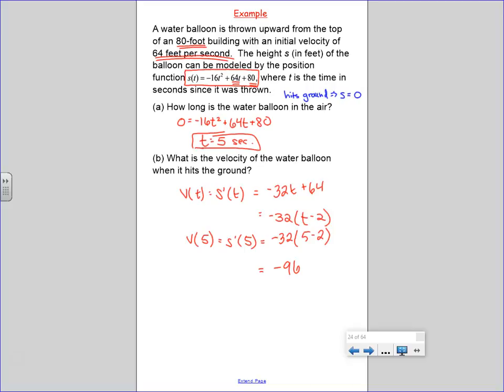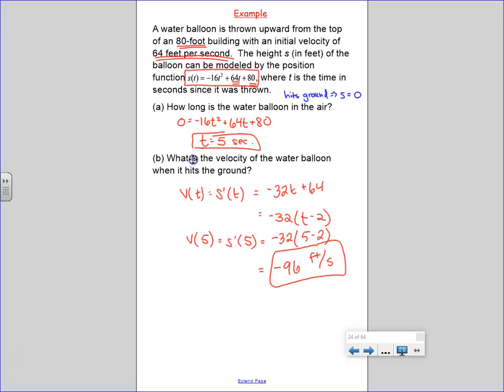Hold on. Units. Velocity is change in position over change in time. In this case, it's feet, which is our distance or our position per second. Why is it hitting with a negative? That's a high speed, right? Why is it hitting with a negative? Because it has a downward pushing motion or velocity.